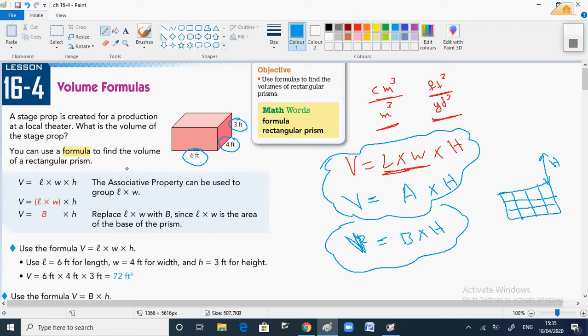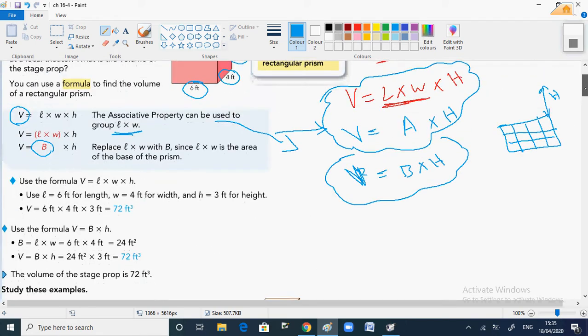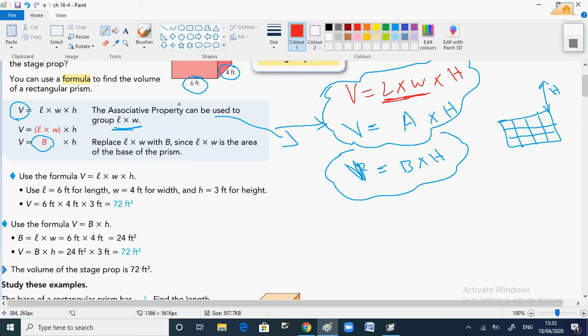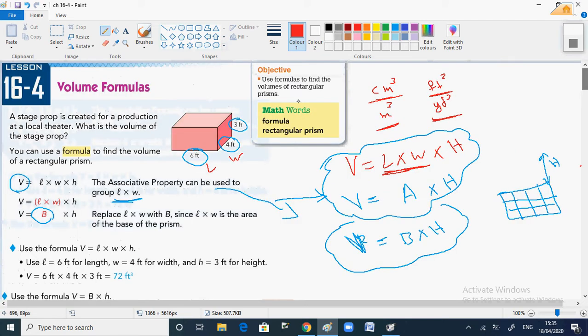So if I want to use my formula, the volume is length by width by height. The associative property can be used to group length by width. Length by width is the base, or an area. So replace length by width with B, the base, since length by width is the area of the base of the prism. The formula is length by width by height. I can multiply 6 as length, 4 as width, and 3 as height.